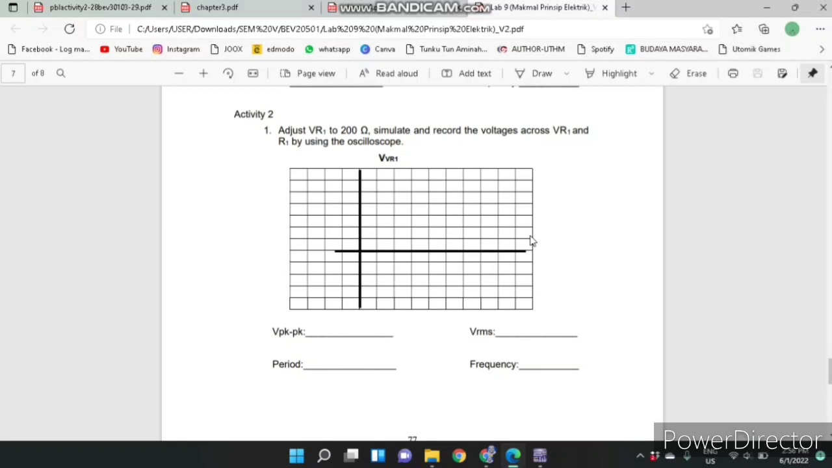Now we continue on Activity 2. For Activity 2, we are going to adjust VR1 to 200 ohm, simulate, and record the voltage across VR1 and R2 by using the oscilloscope.